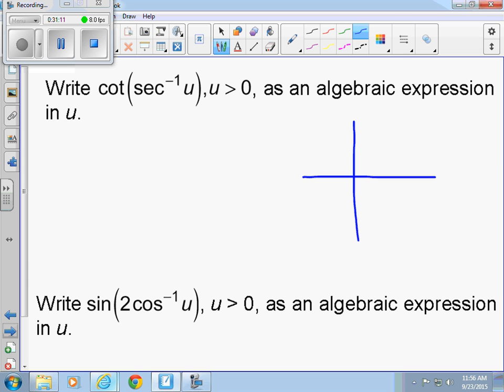It does tell me u is greater than 0. It's helping me out, so it's telling me it's in quadrant 1. If secant inverse of u is an angle, that means the hypotenuse would be u, and the adjacent side would be 1. Does this kind of look a little bit familiar now that you see the u and the 1? They often draw that part for you. Could I find cotangent? What do I need to find cotangent? That's this side.